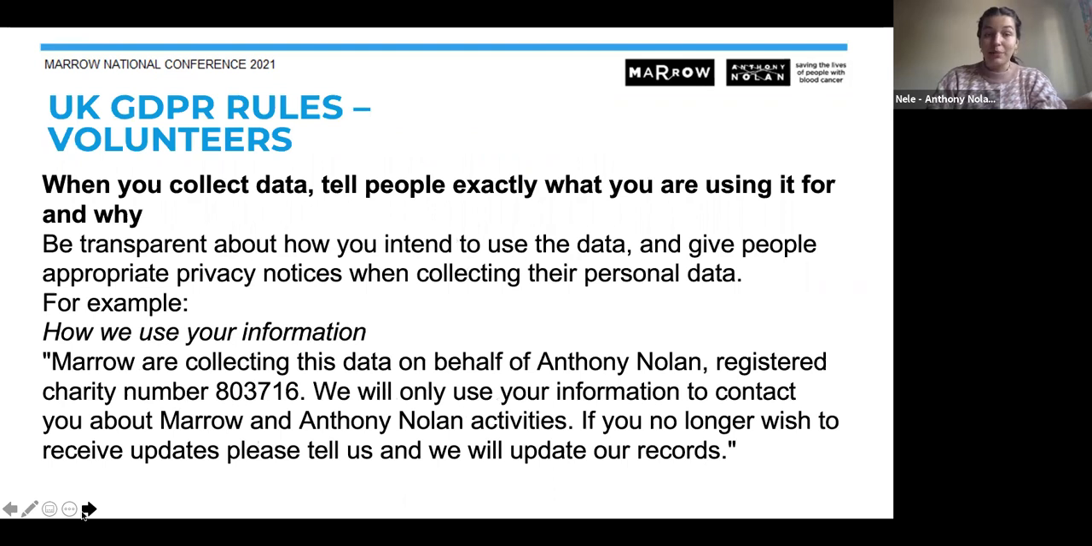When you collect data, tell people exactly what you are going to be using it for and why. So be transparent about how you intend to use the data and give people appropriate privacy notices when collecting their personal data. So for example, when you collect someone's email address at a freshers fair, you can have a note on the screen before they put down their email to say how you use their information. For example, you say Maro are collecting this data on behalf of Anthony Nolan, registered charity number 803716. We will only use your information to contact you about Maro and Anthony Nolan activities. And if you no longer wish to receive updates, please tell us and we will update our records.